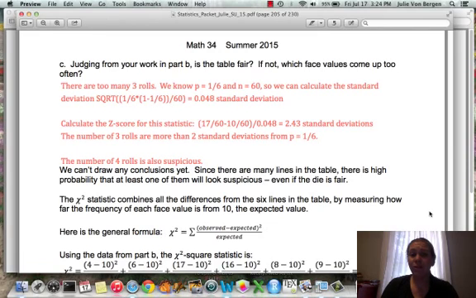So now we can calculate the z-score for this statistic. So here's our p hat, 17 out of 60 rolls, minus our p. So I put 10 out of 60, you could have put 1 out of 6. And then that all gets divided by the standard deviation. So again, I'm using the same z-score formula from modules 7 and 8. And we get here 2.43 standard deviations. So the number of 3 rolls are more than 2 standard deviations from the proportion 1/6. So it does seem like we are outside the 95% confidence interval. And I made a note the number of 4 rolls is also suspicious.